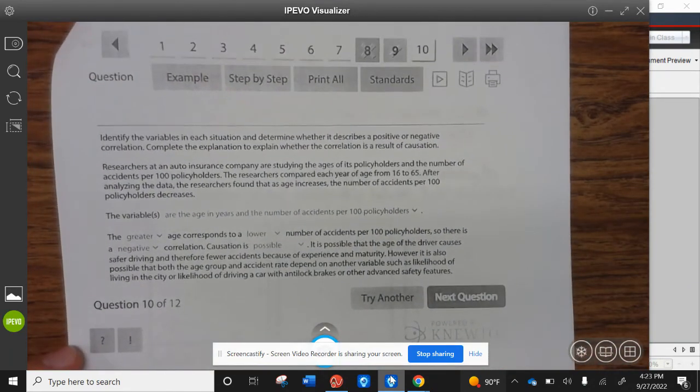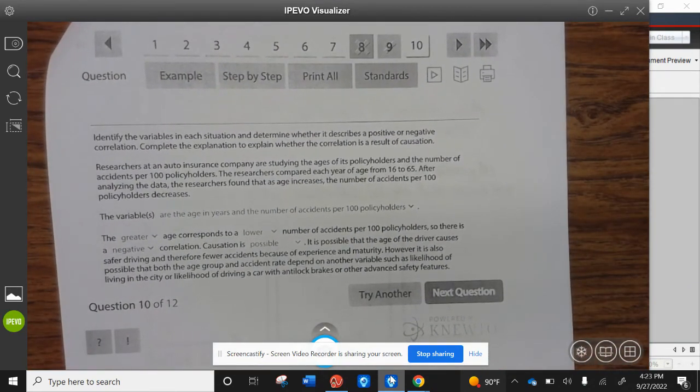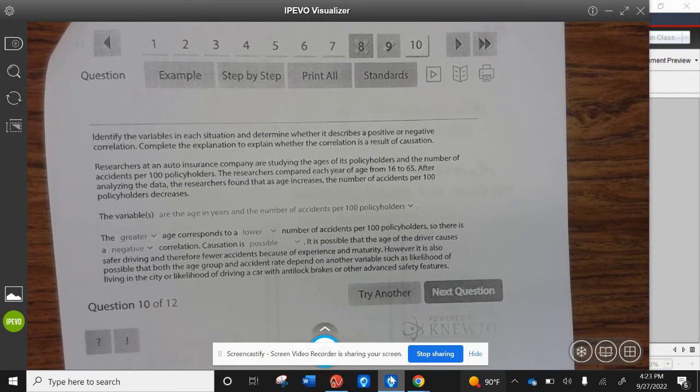All right, last example. Identify the variables in each situation and determine whether it describes a positive or negative correlation. Complete the explanation to explain whether the correlation is a result of causation. Researchers at an auto insurance company are studying the ages of a policyholder and the number of accidents per 100 policyholders. The researchers compared each year of age from 16 to 65.